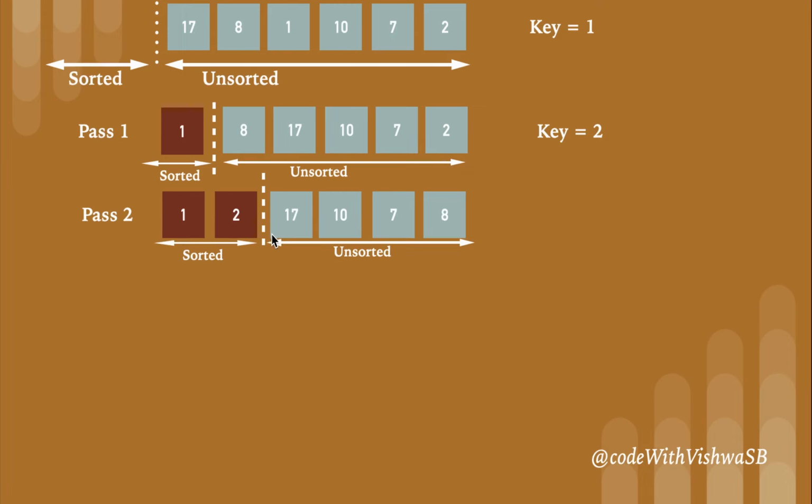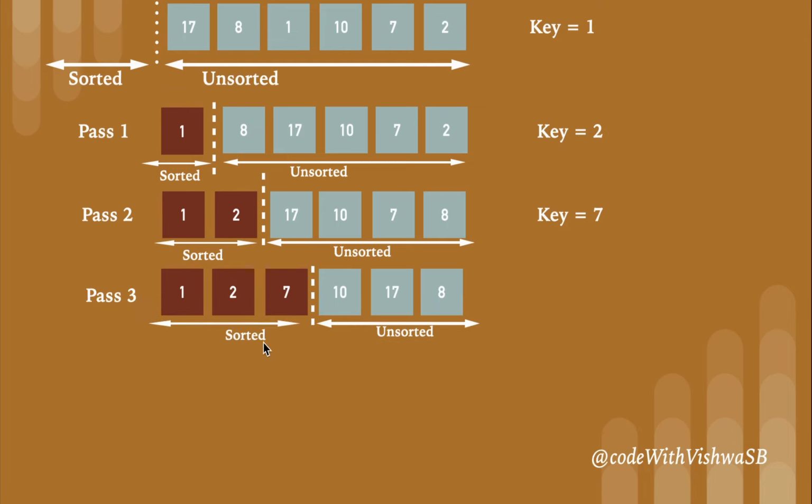Again divide into two sections and update the key as 17. So start finding the minimum element. So we have 7 as the minimum element and update the key as 7. And look, is there any other smaller element? No, there is no smaller element than this. Hence 7 is the smallest element. So we have to swap 7 with 17.